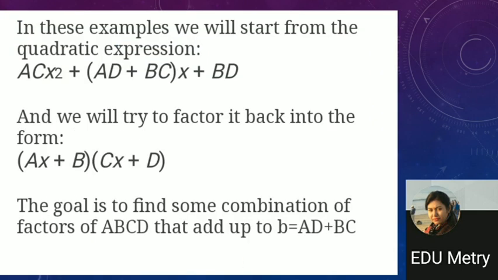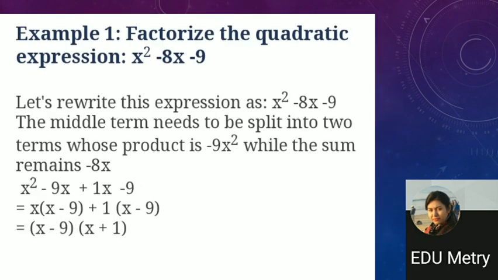See, let us take an example, x². Okay, let us go to the example again. Here you only have to remember the goal is to get the b, which is ad + bc. Now see here, the middle term needs to be split into two terms whose product is -9x². Why? Because the first term is x² and the last term is -9, while the sum remains -8x. So we have to split it in such a manner that the middle two terms add up to -8x and -9x² should be the product of those two terms.